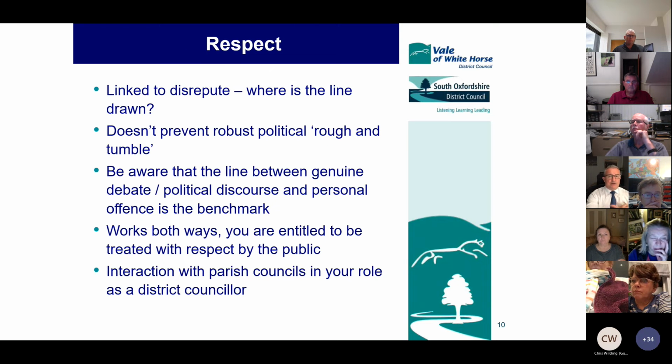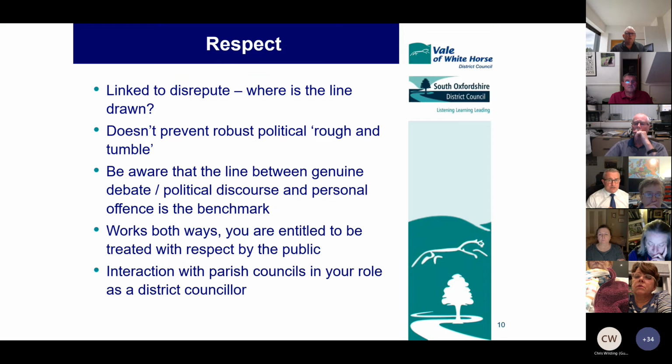Just to go on to the next slide, it is linked to disrepute, but where's the line drawn? I wouldn't want anyone to think that you can't have robust debate in meetings. That is the nature of democracy. You are entitled to argue your point, fight your corner, whichever way you want to put it. But this is about politeness and courtesy in behaviour and speech and in the written word. Having different views is all part of healthy democracy, and you can challenge, criticise, disagree with opinions, but in a respectful way. I think the line really is when a robust position turns to personal attack, and when we have that, then we have potential for breach of the code of conduct.